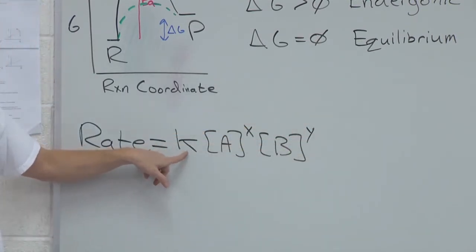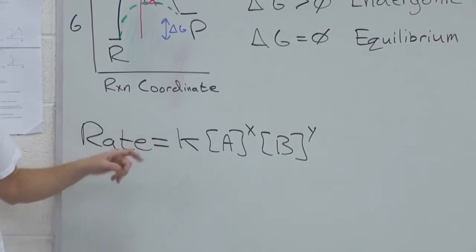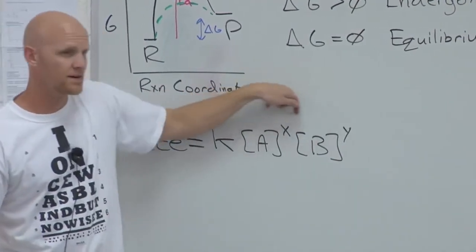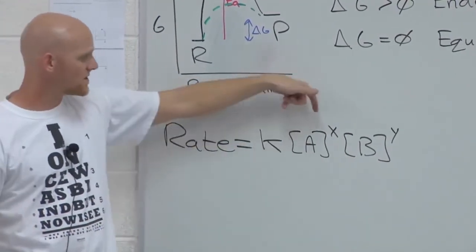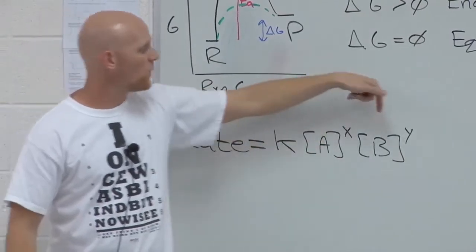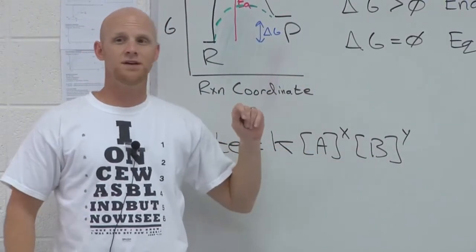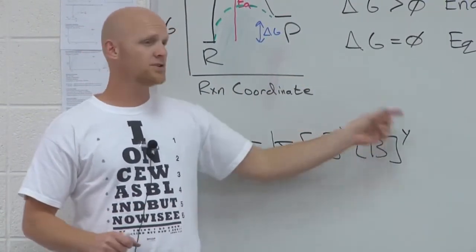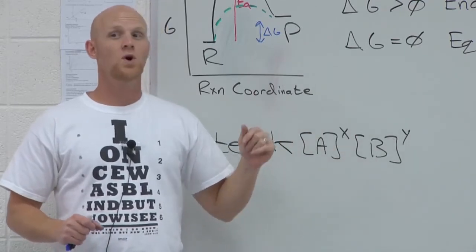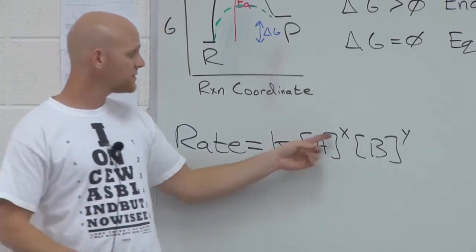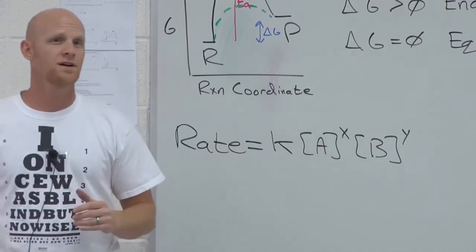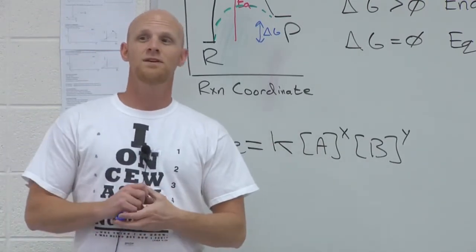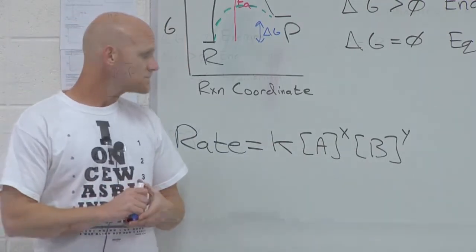In this case, this is what a typical rate law would look like. So what's this little lowercase k called? Rate constant. And what are these exponents here? Orders. X is called the order with respect to A. Y is called the order with respect to B. And if you add them together, you get the overall reaction order. So X plus Y in this case would be the overall reaction order. It's just some things from Gen Chem that you've got to remember a little bit.